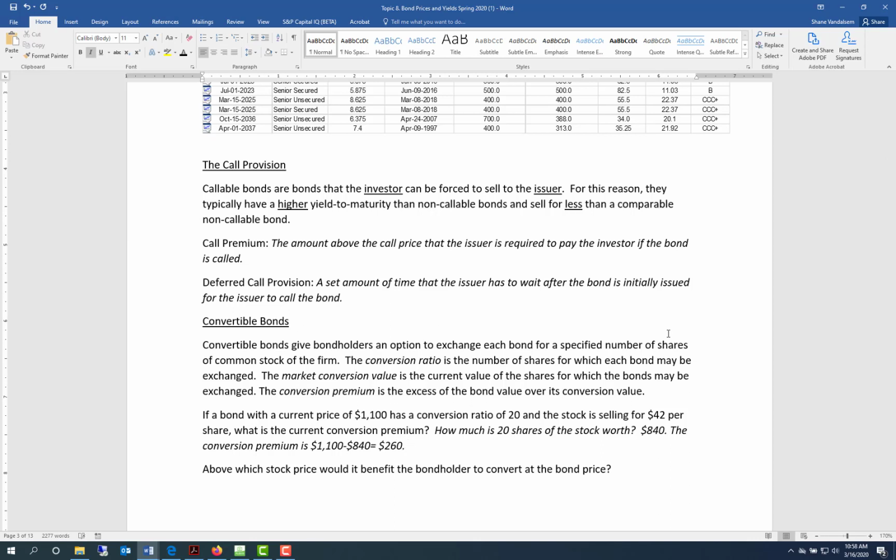So would we want to, if we were the investor now and we own this bond, would we want to convert it? And the answer is no, because if we converted it today, we'd be giving up something worth $1,100 for stock only worth $840. So it wouldn't make sense to convert today. Above which stock price would it benefit the bondholder to convert at the bond price? And this ignores any kind of commissions or anything that you might have to pay in order to do this. So in order to find this number, we're going to take $1,100 and we're going to divide it by 20.